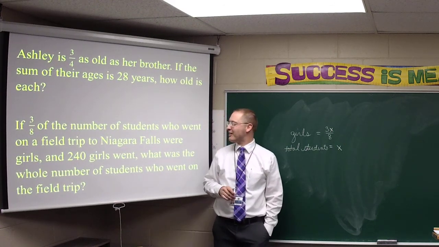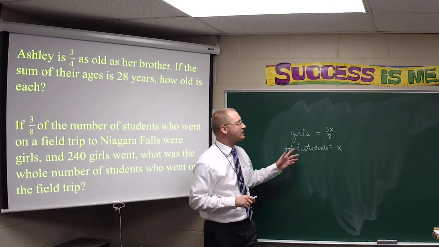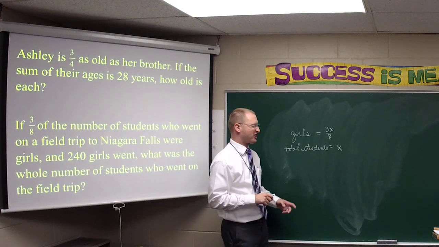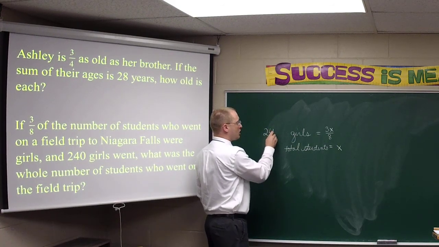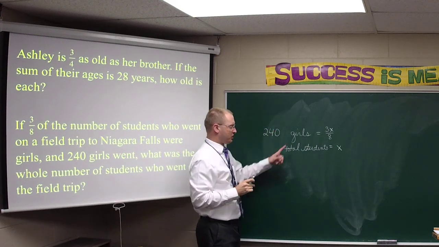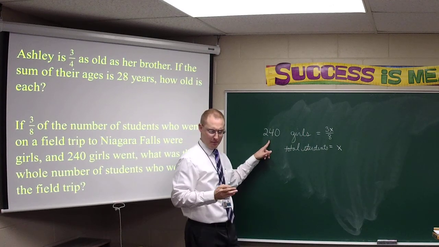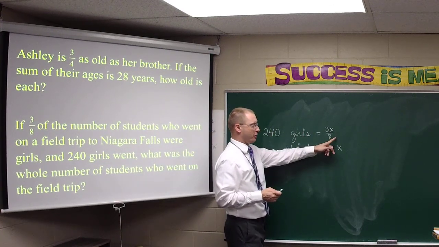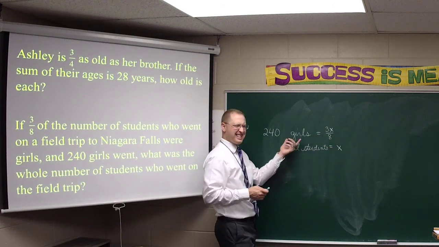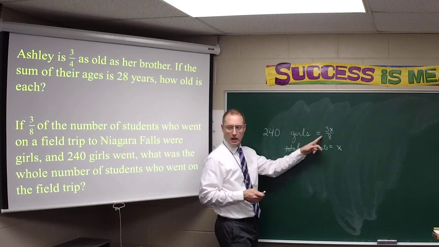240. And the 240 here, it isn't the total students. It isn't the number of boys, because boys aren't even referenced, class. The 240 is the number of girls. So in a way, girls is an unknown, and in a way, girls is very much known. Does that make sense? We know the number of girls is 240. We also know that girls are 3/8 the total number of students. So we, in a sense, have one unknown that could be represented two different ways.